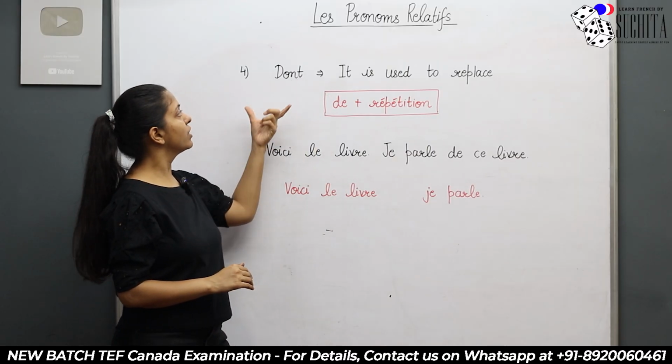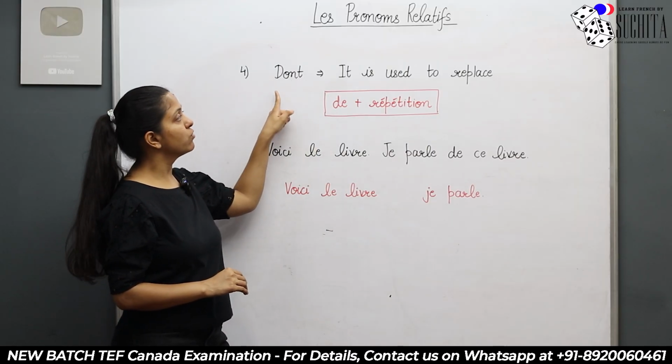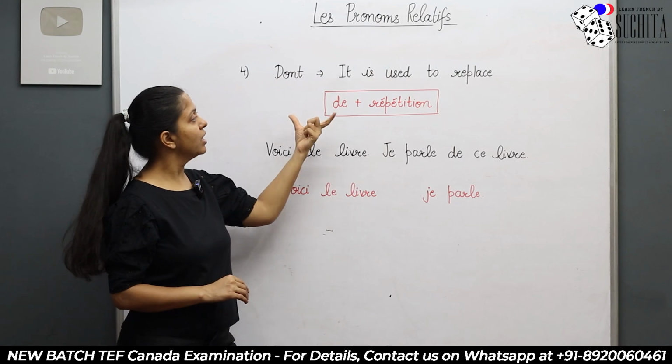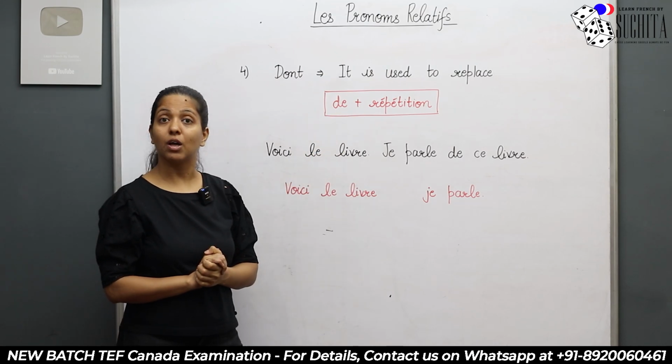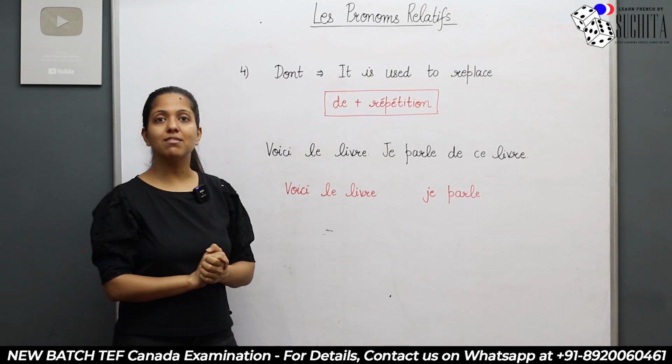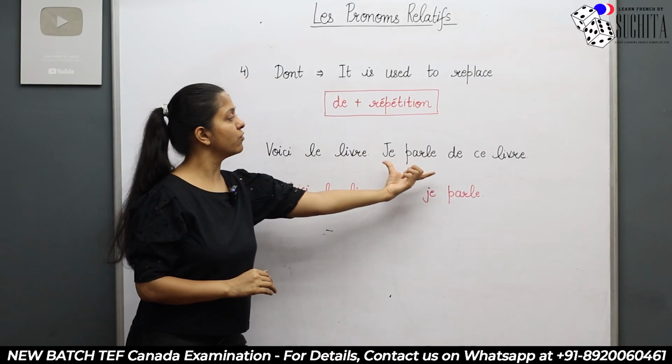Now, let's just start with this. Why do you use the relative pronoun dont? It is used to replace "de" plus repetition. Now, how? We'll understand this through an example. There are 2 sentences if you see.